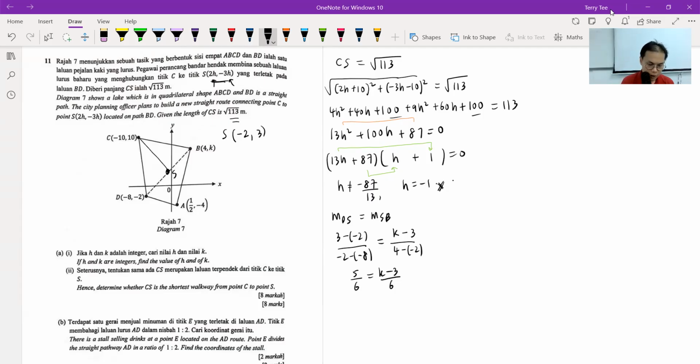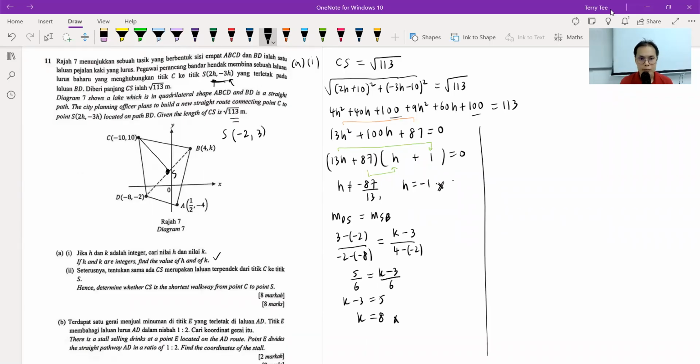Okay, so I hope I don't make any mistake here. So let's find out the value. This is 5 over 6, yeah, correct. Cancel them. k minus 3 is 5, k is 8. So I've got the value of h and the value of k. Now, second one, I've done part (a)(i). That is, I've got the value h and k.